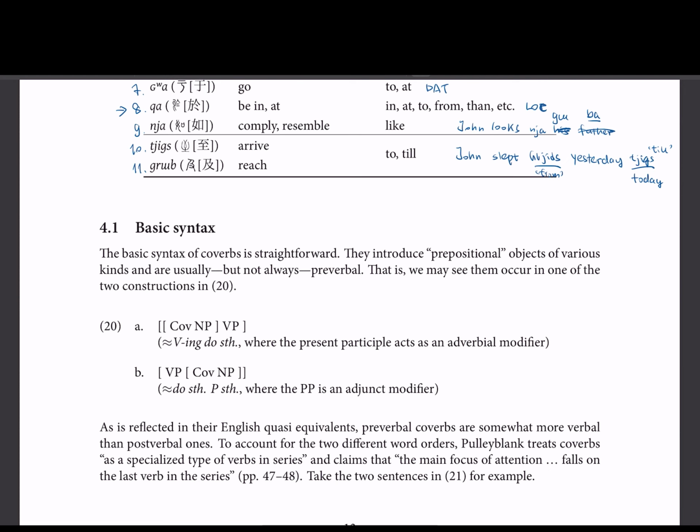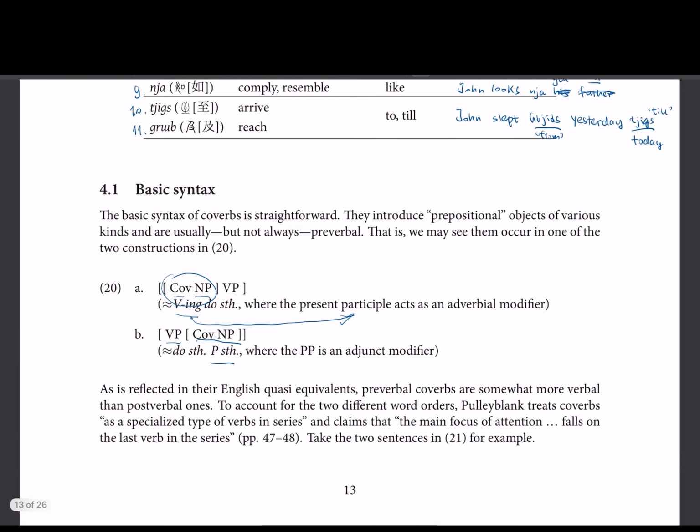So the first construction is in 20A, which consists of a coverb plus a nominal phrase, and the coverb phrase as a whole precedes the verb phrase. This construction more or less means doing something, with the present participle like an adverbial modifier. So you're doing something while doing something, or while something else is happening. The second coverb construction is that in 20B, which consists of a main verb phrase before the coverb phrase. And this construction more closely resembles the prepositional phrase in English.